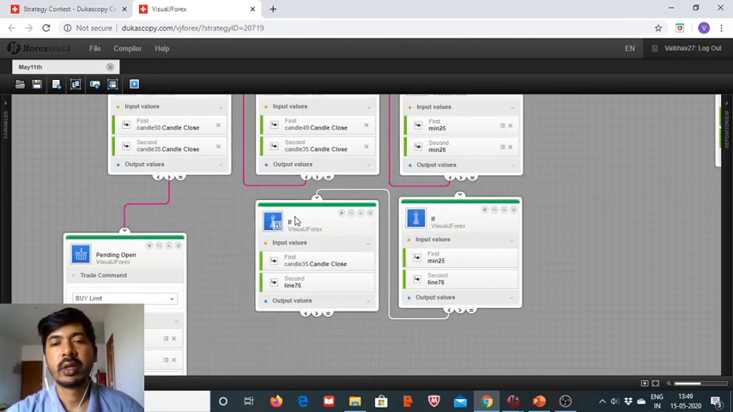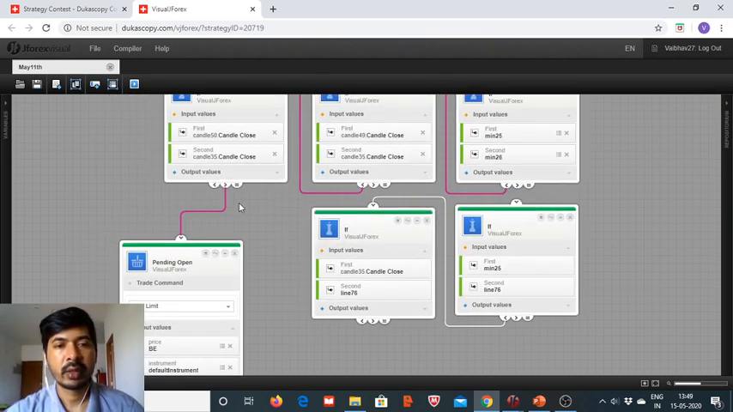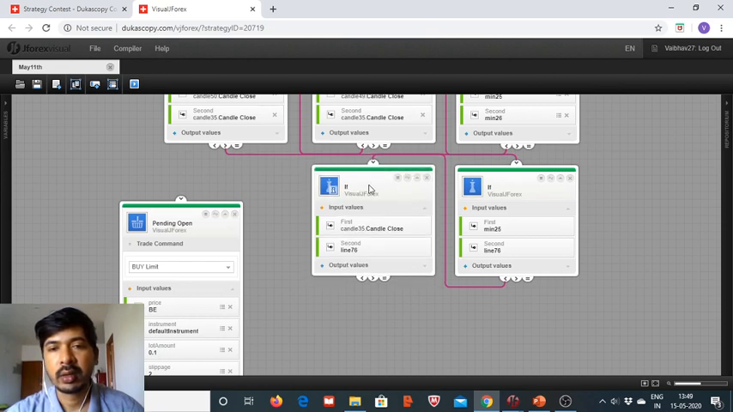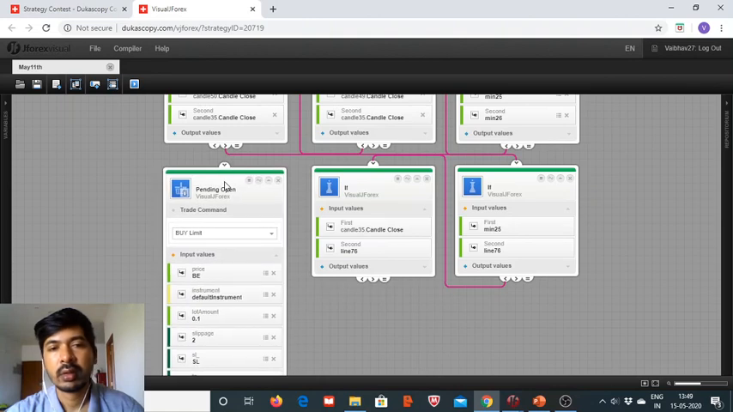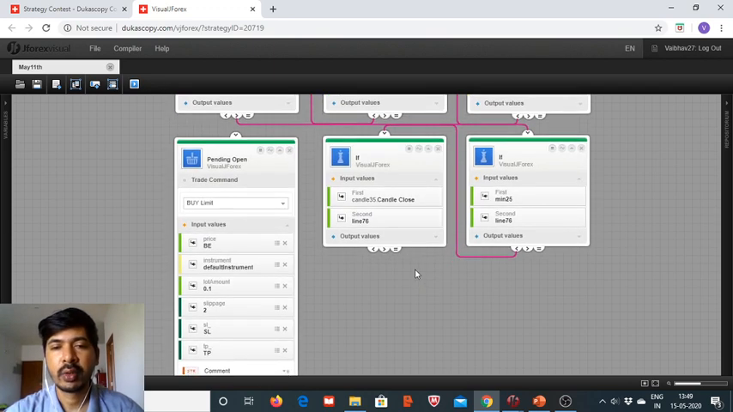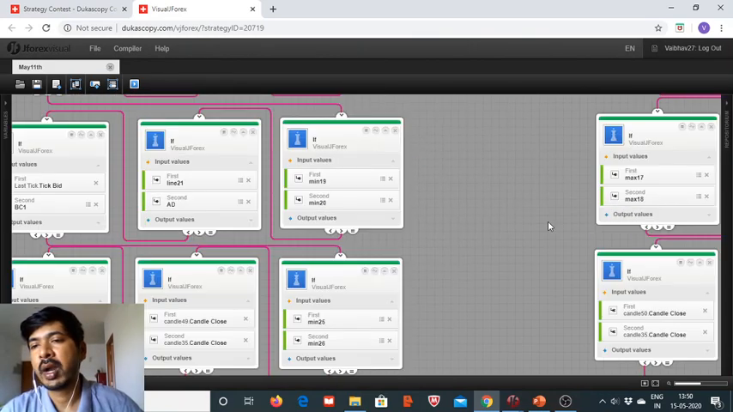So here we keep the rest of the conditions as it is. So the candle 50's closing should be greater than the candle 35's closing. Then we connect here and we get the pending open order there. So the candle closing should be greater than the SMA 50. So this is our new buy side setup.